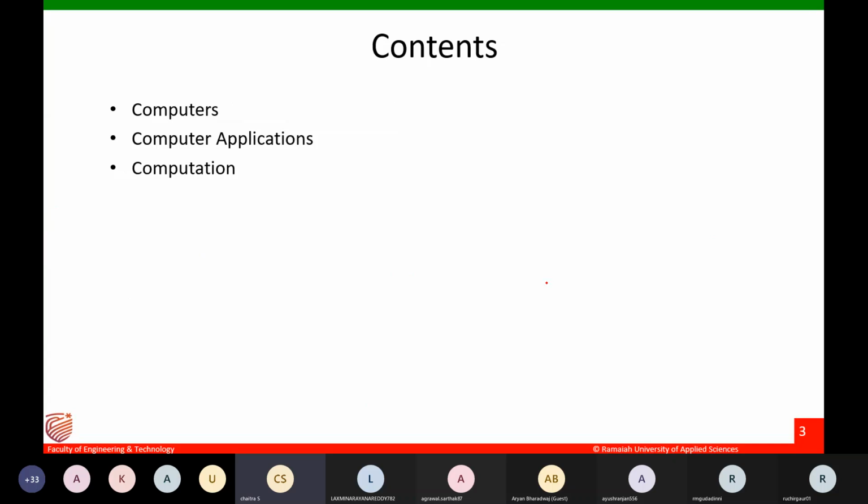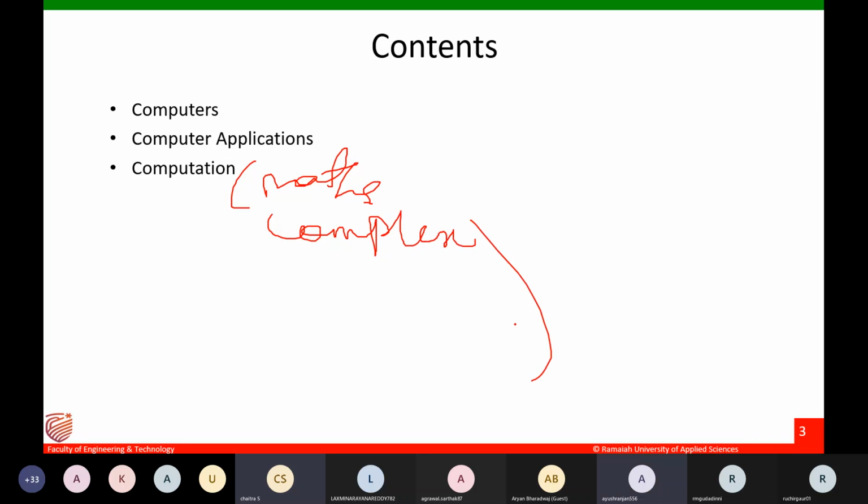Next, these are the contents we will be going through: computers, computer applications, and computation. What is computation? What do you mean by computation? The performance of the calculation or the work the computer does, ma'am. The processing time. So computation is nothing but calculations.